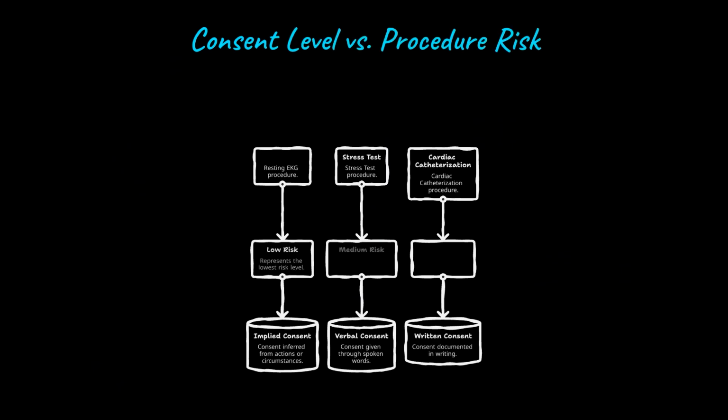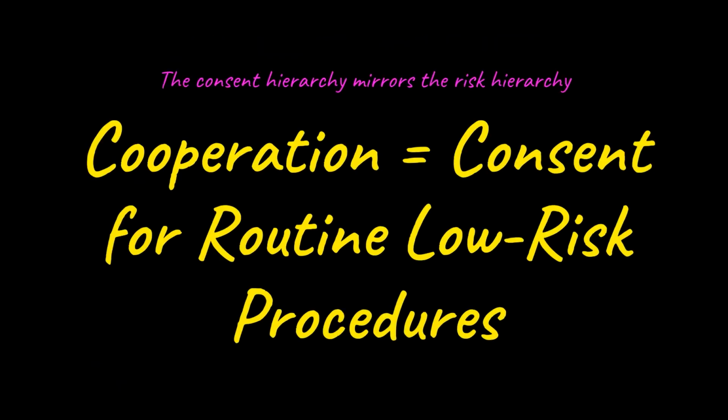Matching consent type to procedure is the core exam skill. A resting EKG, no needles, no medication, no significant risk, requires only implied consent. A stress test carrying a small cardiac risk warrants verbal consent. A cardiac catheterization being invasive with substantial risk demands written consent. The key insight to carry into the exam is simple. When a patient voluntarily cooperates with a routine, low-risk procedure like a resting EKG, that cooperation is the consent. Not every clinical interaction requires a signed form, only those where risk and complexity demand it.